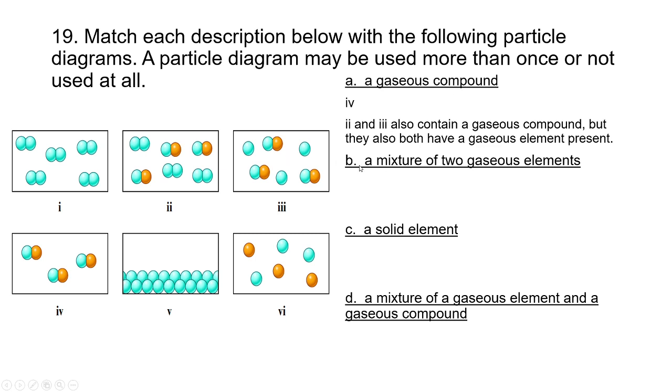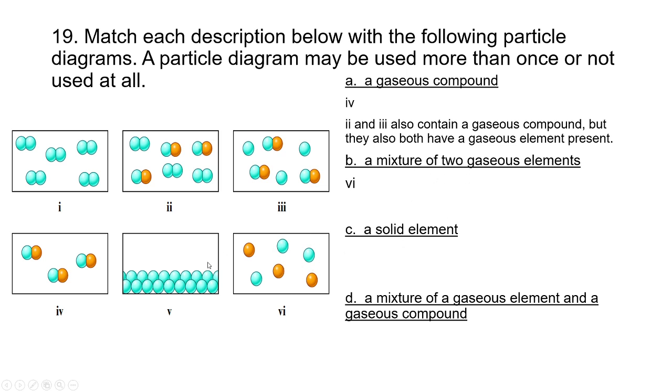How about this one? B, a mixture of 2 gaseous elements. Well, the only one that's true for gaseous elements would be 6, because if you look here, I have a single element, a single element, a single element, and so on. Again, that's what we would look for here. Okay, there's two elements, and they're a mixture.